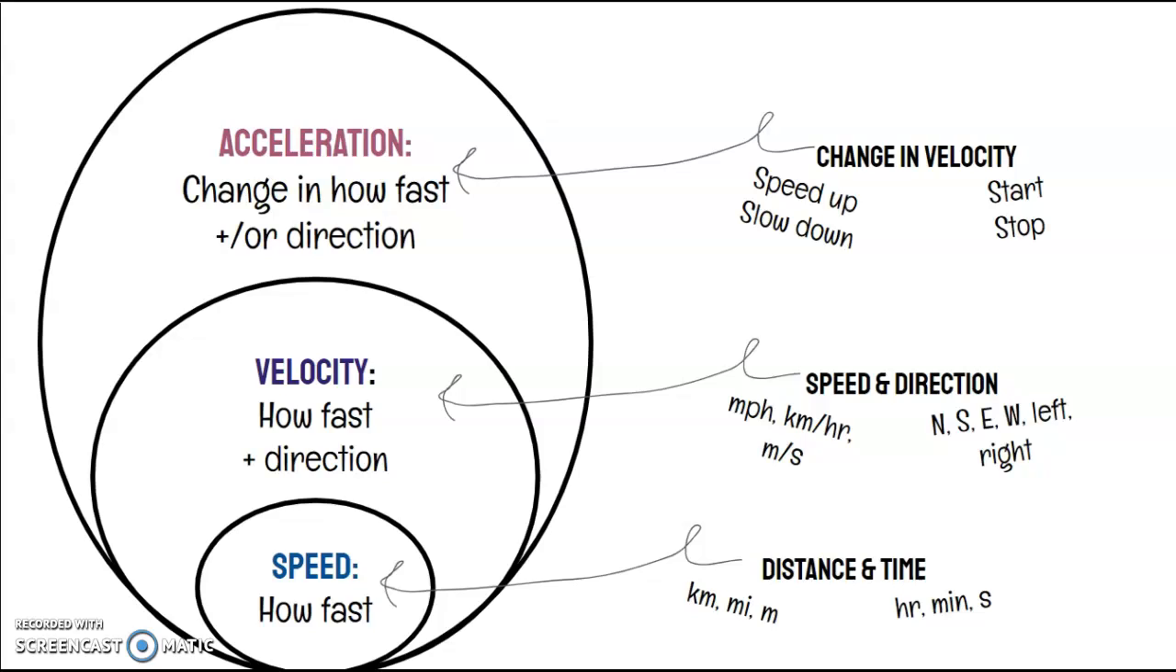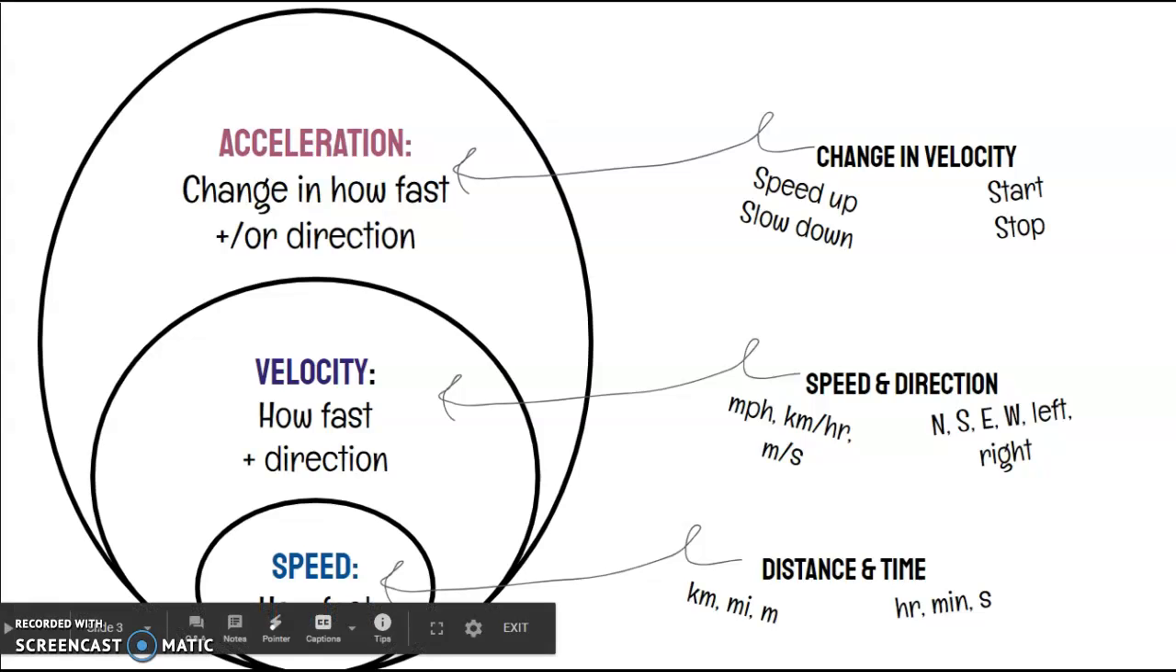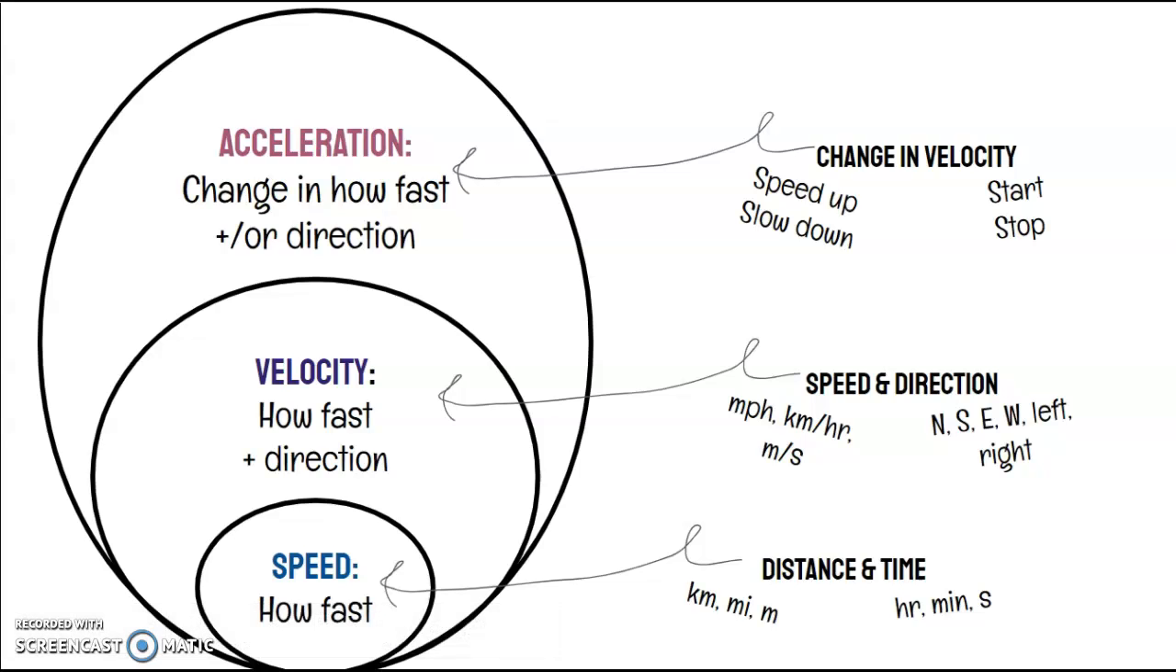But if it's talking about a change in the speed or a change in the direction, now we have acceleration. Examples of acceleration include speeding up, slowing down, starting to move from a stop, and coming to a stop when you are moving. All of those are indicators of a change in speed. And if you turn a corner, then you're changing your direction. So even if your speed is the same, if you're changing direction, then you're changing your velocity. Therefore, you are accelerating.